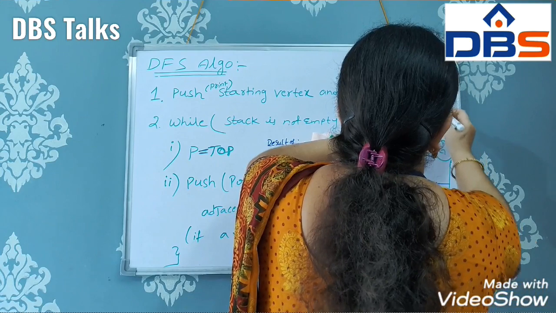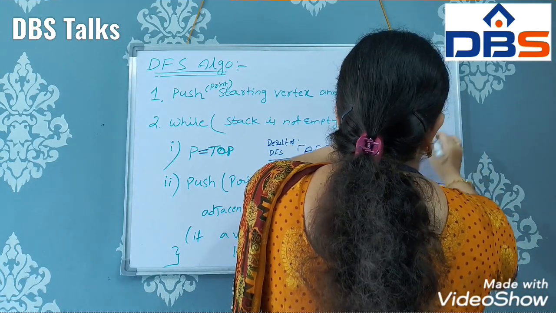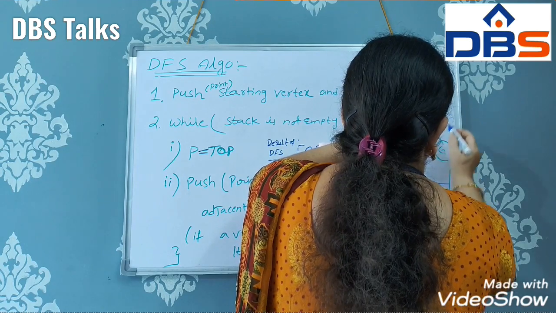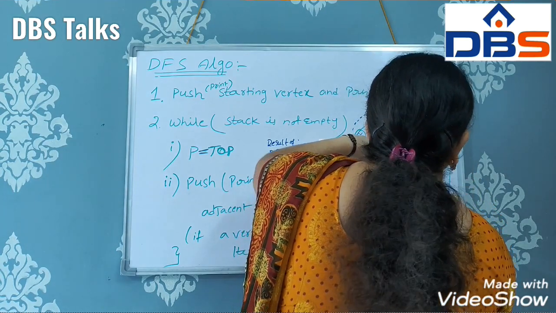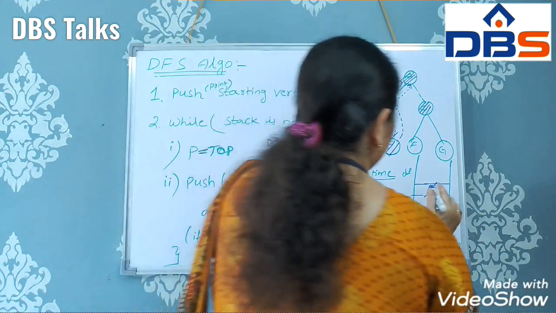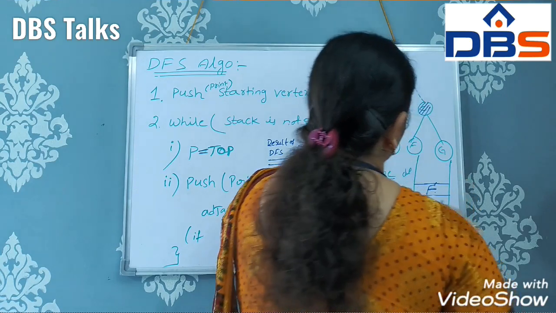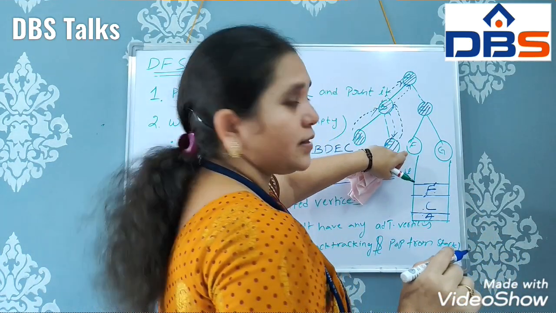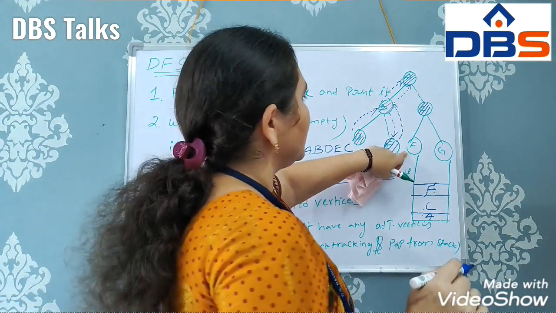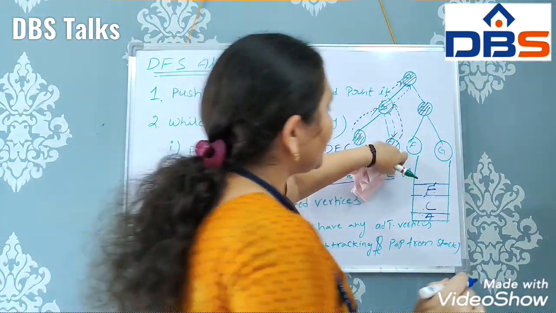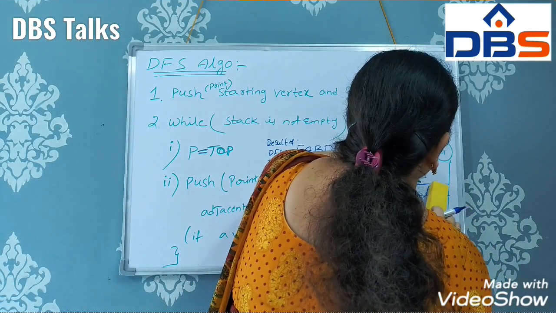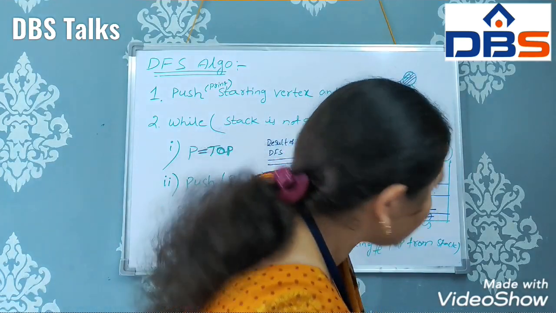From C, we can consider anyone, not both, anyone. So I will consider F rather than G. F is the top of the stack. Now does F have any adjacent vertices? No, F doesn't have any adjacent vertices. Now what do we have to do? We can delete F from the top of the stack.